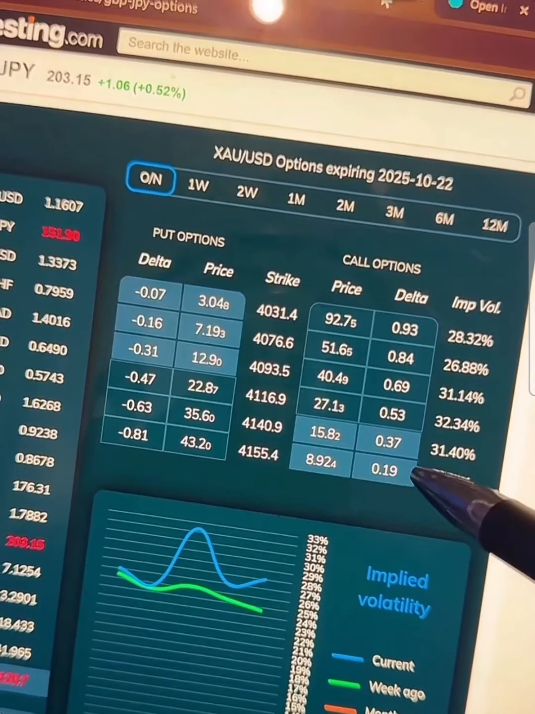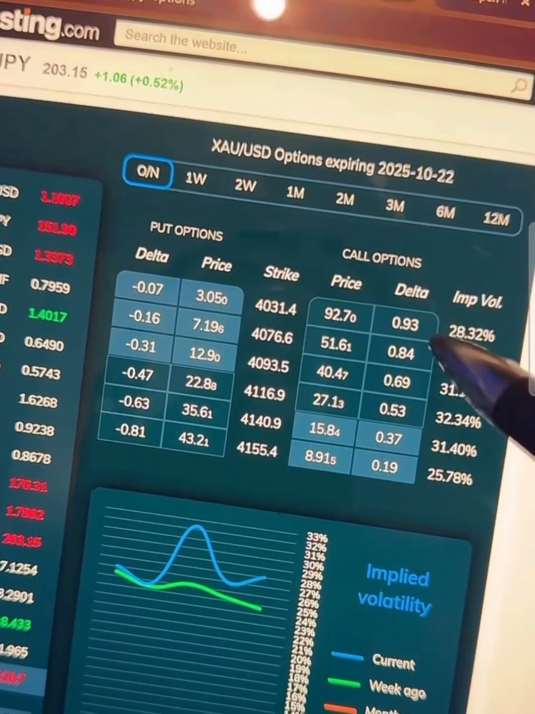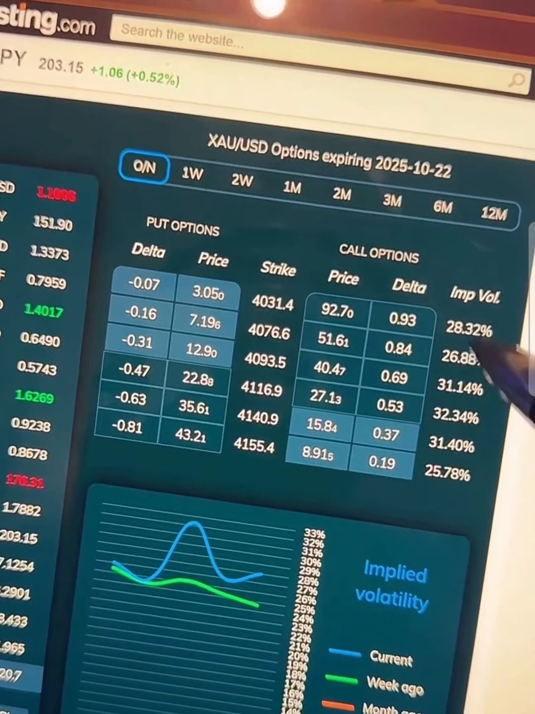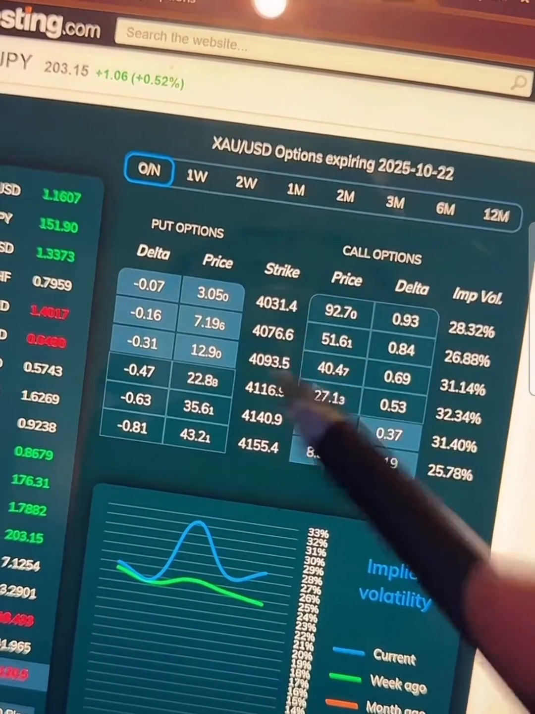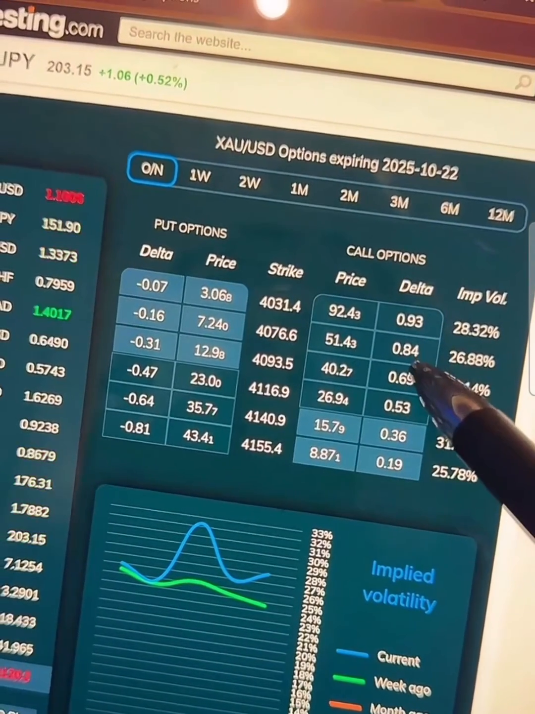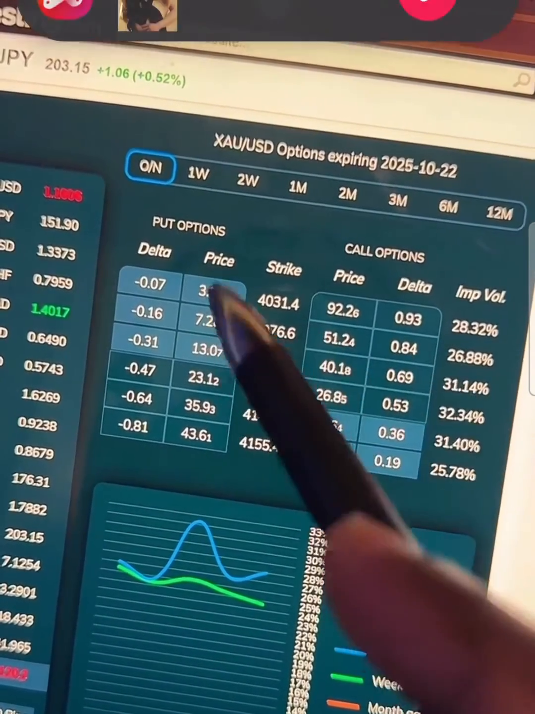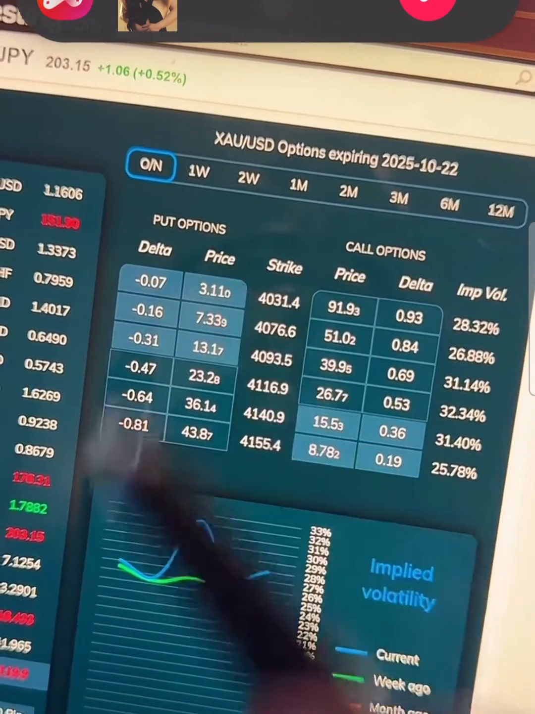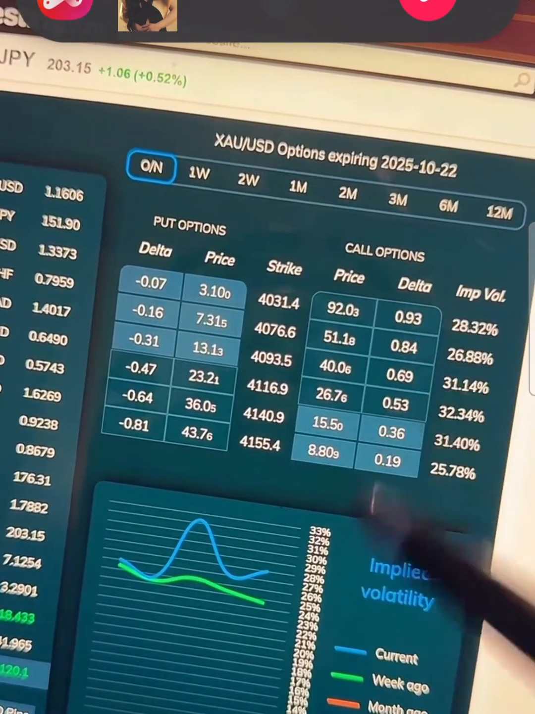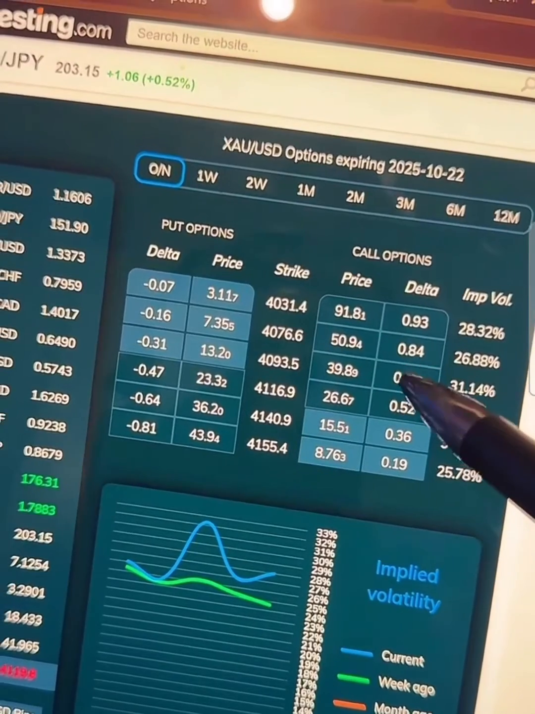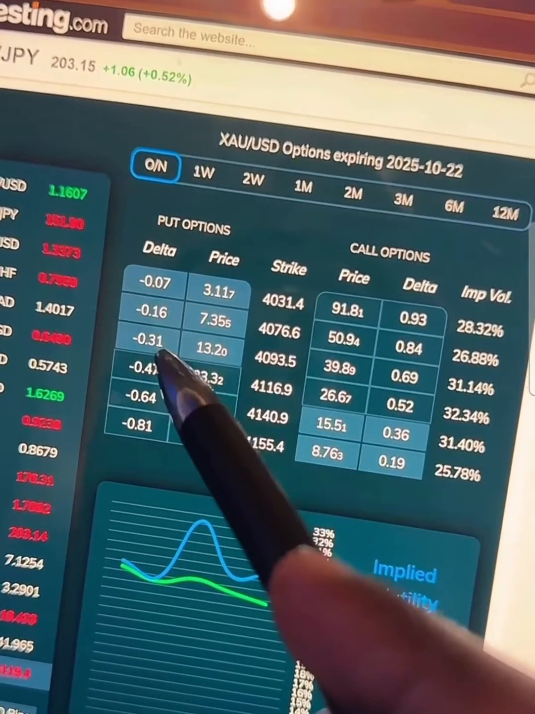It's very far from the money. 4031, it's near the money. So this one 4031 and 4076. The call delta is higher than the put delta. So call is for buyers, put is for sellers. That's why this one is negative and this one is positive. So call delta is higher than put delta.